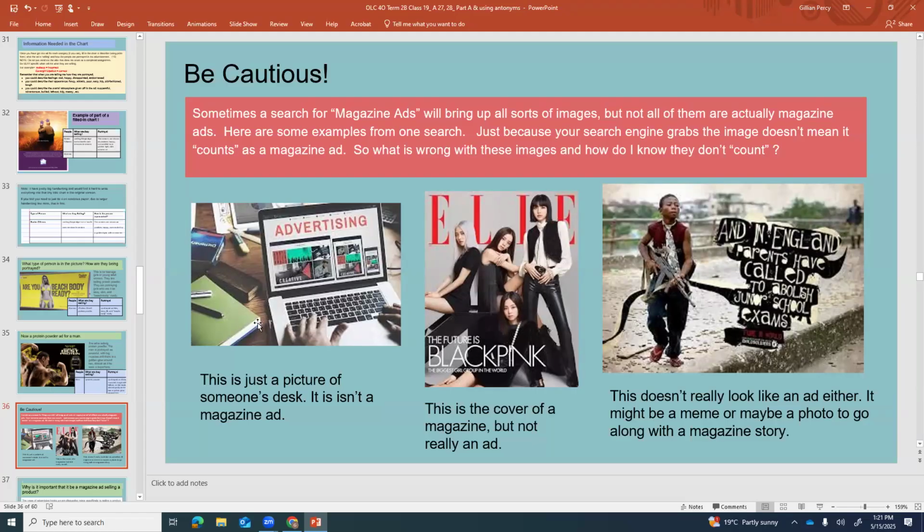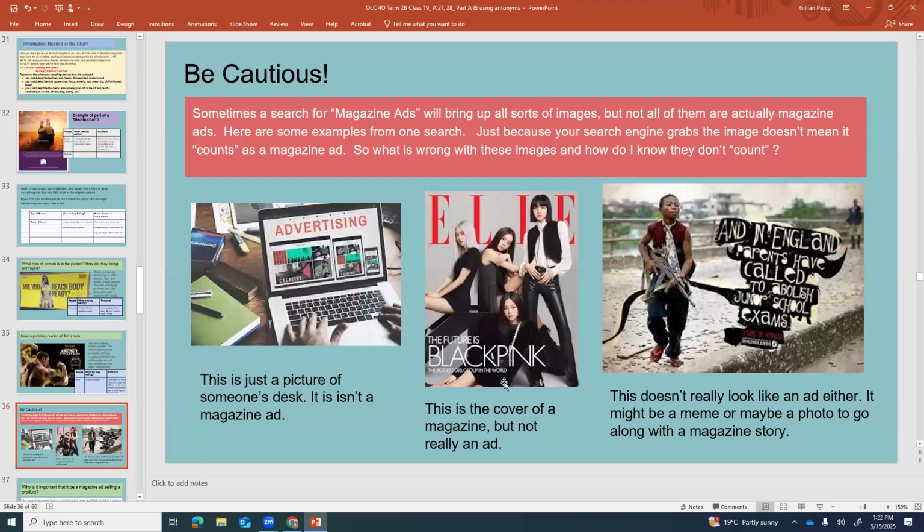Well, okay, first of all, this is clearly not a magazine. This is just a picture of someone's desk, and they've got the word advertising on the screen. So probably somewhere is the word ad, and so it got pulled up, even though it's not a magazine ad. Here, the opposite problem. It's a magazine, and it's not an ad, right? This is Elle magazine, and the future is Blackpink.